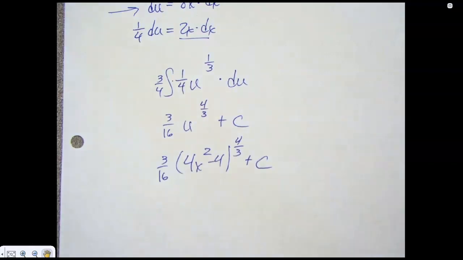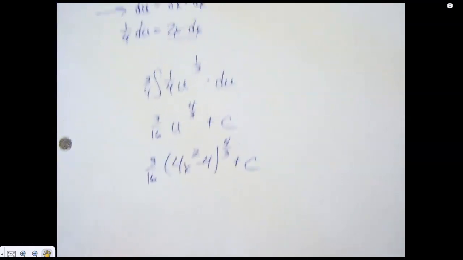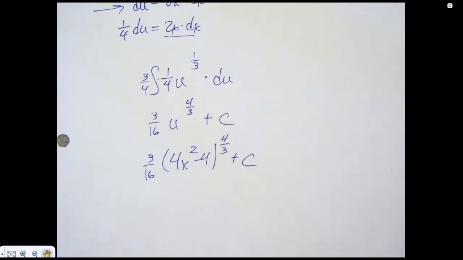Question on that? Can I move it, or are people still writing? Still writing. Am I going too fast? Yeah. Yeah, what? I just don't see where we go. Like, why do we put the 3/4 out?